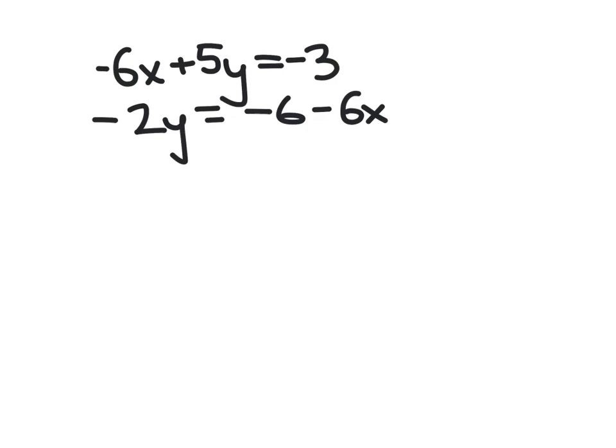For this problem, the first thing we're going to want to do, and we discussed this last time, is make sure that the equations are both in the same form. We can see that the second equation is a negative 2y equals, whereas the first one is negative 6x plus 5y equals. So they're not even in the same format right now. I do want these two equations to be in the format of this first one right here, okay? So that's the format I do want it in.